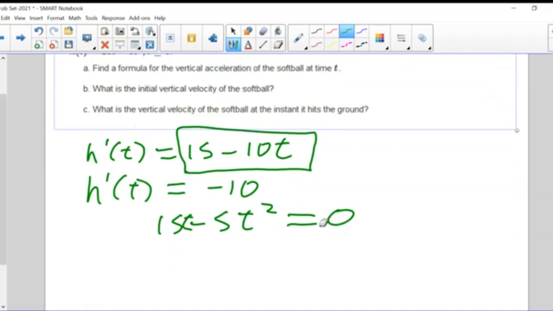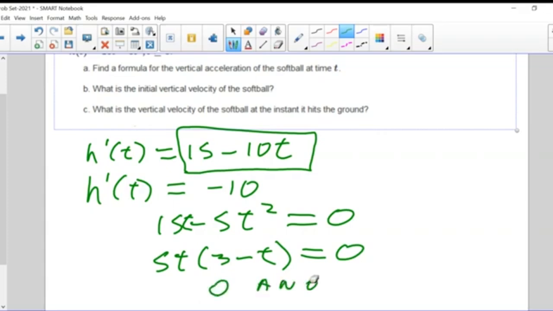Just solve for t. So I'm going to factor out the 5t. That leaves me with 3 minus t equals 0. And therefore, there are two times when the height is 0: 0 and 3. Well, one of them is right at the start, right? Right at the very start, I obviously was on the ground. And then 3 seconds later, I'm back on the ground.